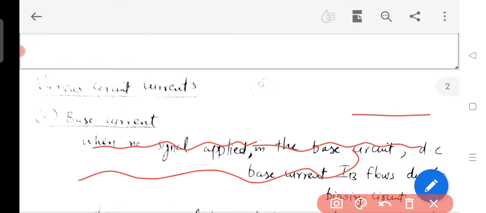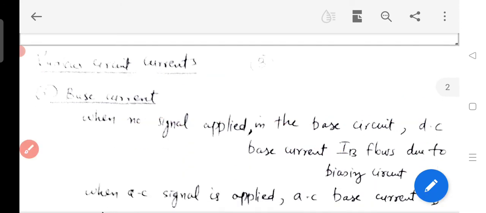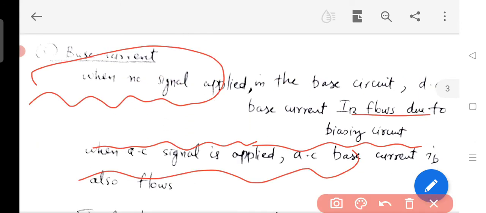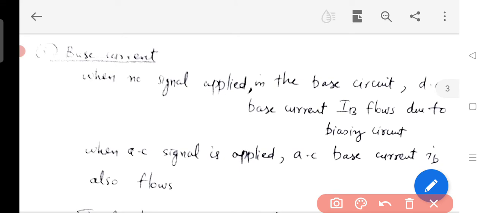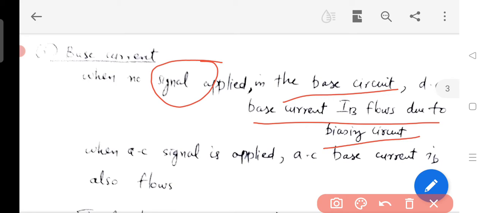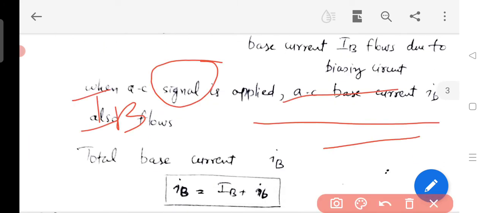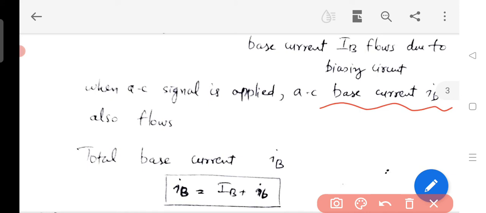Now what about the various currents passing through the circuit? When no signal is applied in the base circuit, suppose that we are not applying any signal, only the power supply is there, then DC base current IB flows through the circuit. Through the base, DC current will be flowing. The DC base current IB also flows when an AC signal is applied. Now the signal source is connected, and the base current also flows through it.